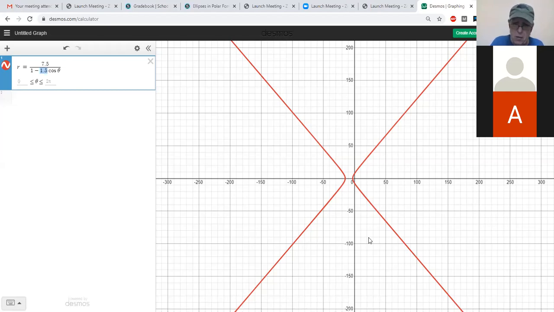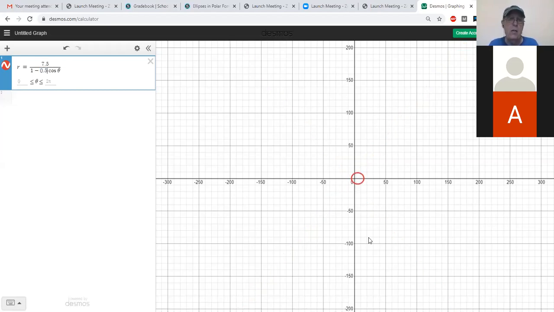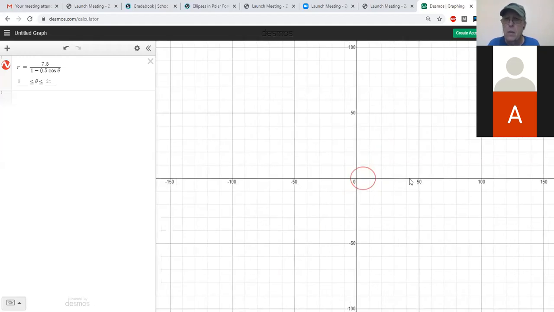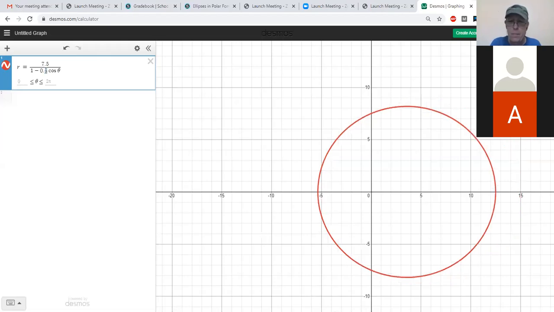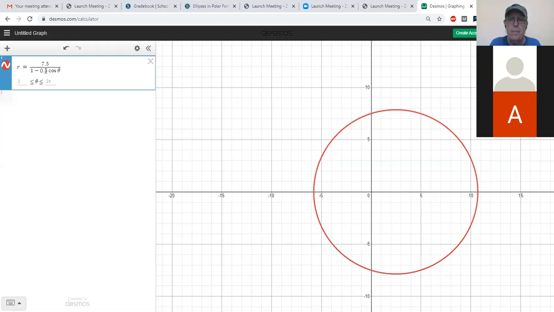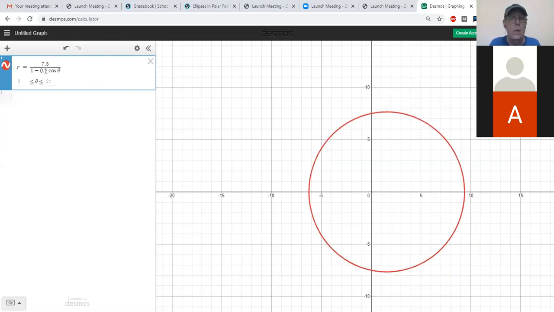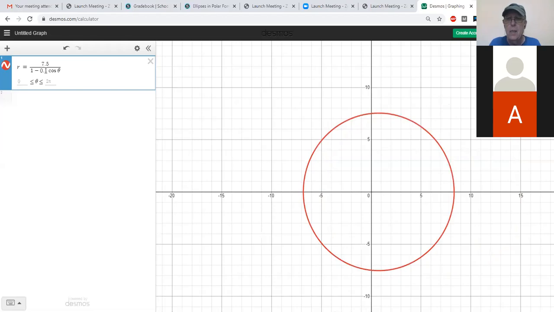Okay, let me change it back to 0.5. And there's our little ellipse again. Let me zoom back in on that. There it is. Okay, so we zoomed back in again. Now let's reduce this number from 0.5. Let's change it to 0.4 and see what happens. 0.4, 0.3, 0.2, 0.1. What's happening to the shape of this ellipse?